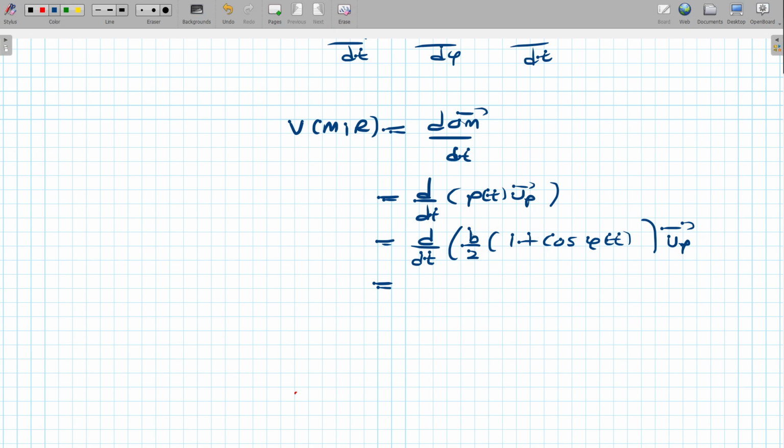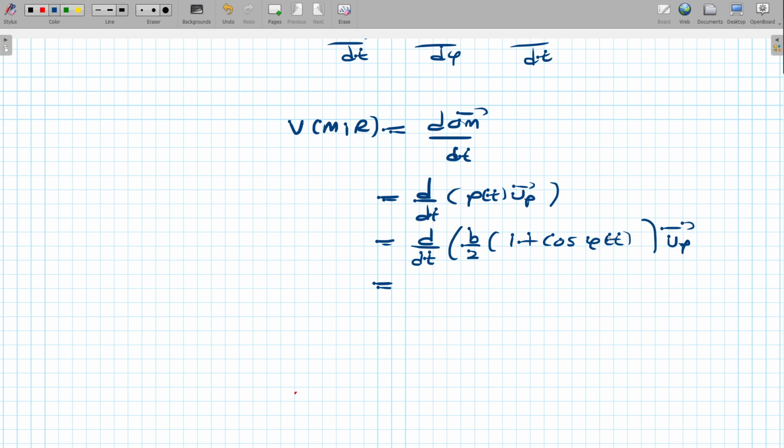Now if you expand, if you say b divided by 2 multiplied by 1, you get b divided by 2, which is a constant. If you take its derivative, you're going to get 0. Now for the second one, you're going to multiply b divided by 2 by cosine phi t. Okay? And then now you take its derivative.